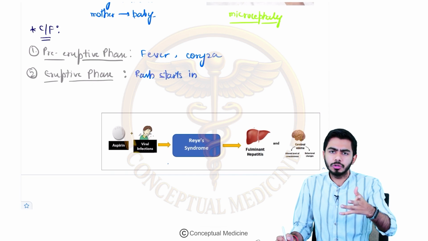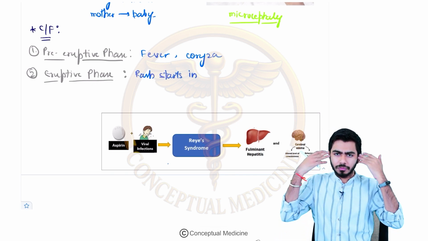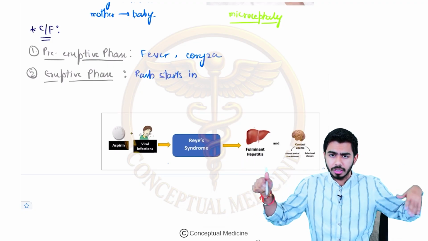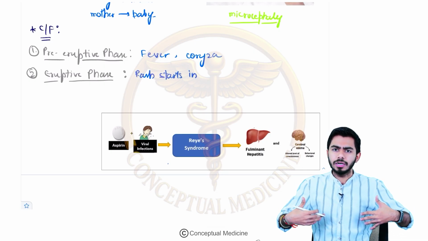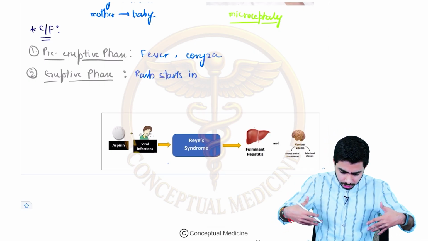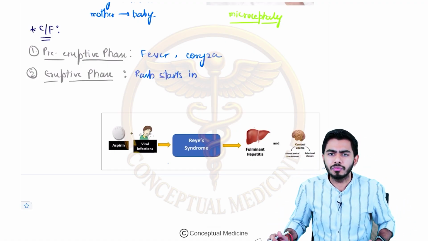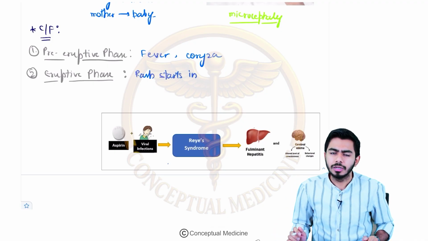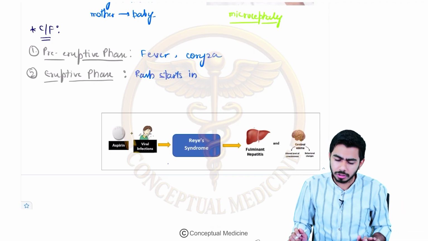In smallpox, I told you the centrifugal pattern as far as rashes are concerned, starting from the face and spreading towards the periphery. But in chickenpox, the rash starts from the trunk and then spreads towards the whole body. So this is called a centripetal distribution of rashes. In chickenpox you are seeing the centripetal distribution of the rash, and in smallpox you are seeing the centrifugal pattern of the rash.